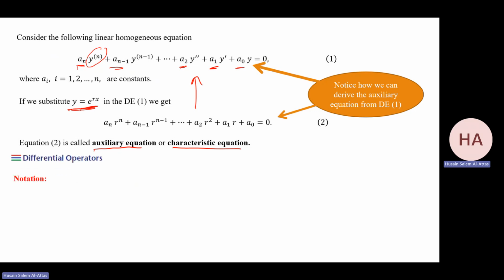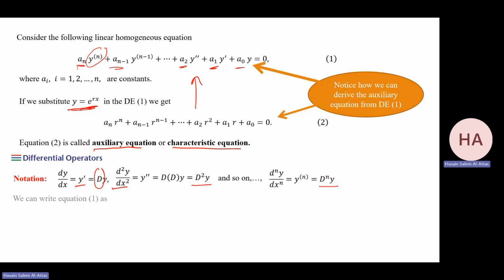Also, there is another way to write the equation, which is through the operators. This capital D is just an operator. When I operate D on y, I'm getting y prime. So the second derivative will be D squared y. The third derivative will be D cubed y, and so on. The n-th derivative will be capital D to the power n y. This is just an operator.